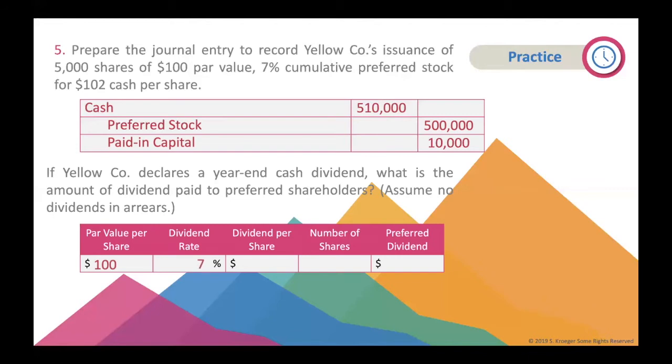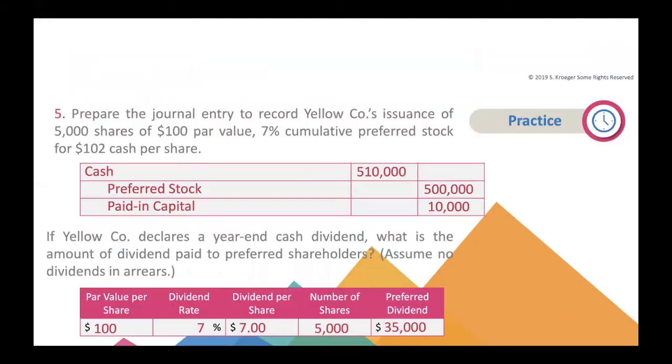It is 7%. To find the dividend per share, you would multiply the par value by the dividend rate. When you multiply $100 by 7%, you get $7. Next, input the number of shares. This would be 5,000 shares. The last step is to determine the total amount of dividends paid out. You would multiply the dividend per share by the number of shares. $7 times 5,000 shares. You would get $35,000. In total, Yellow Co. needs to pay out $35,000 in dividends to its preferred shareholders.